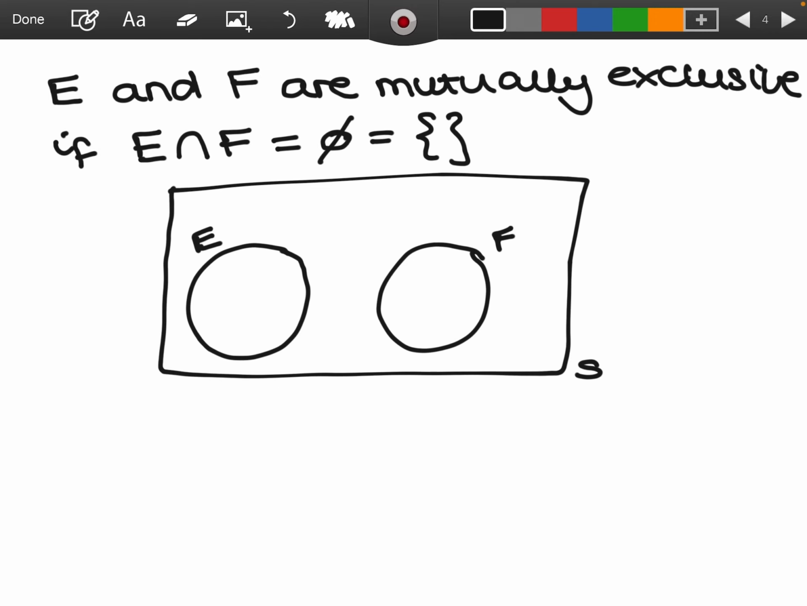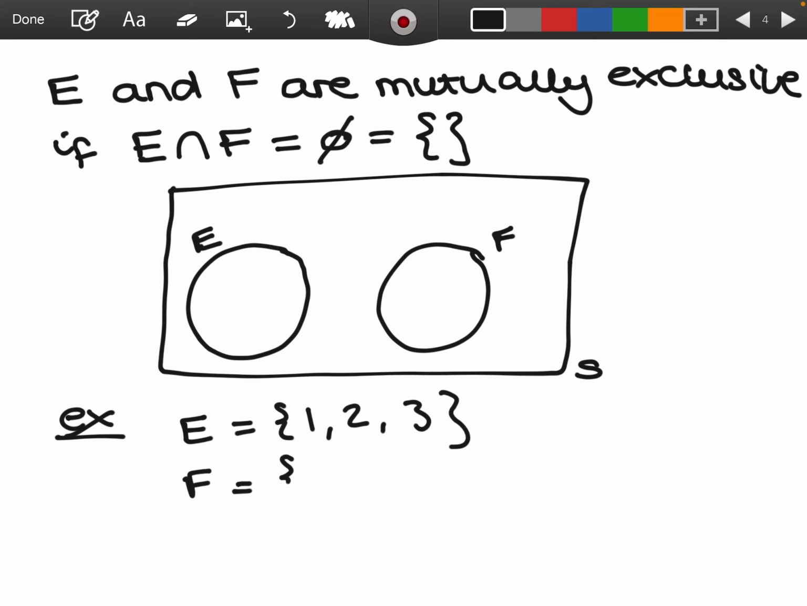An example of this would be, let's say you had E was the numbers 1, 2, and 3, and F could be the numbers 4, 5, and 6. But the intersection doesn't contain any elements, okay? It's the empty set. So E intersect F in this case is the empty set, okay? So whenever you find that that occurs, then the two events are said to be mutually exclusive.